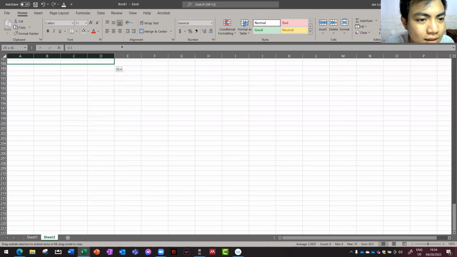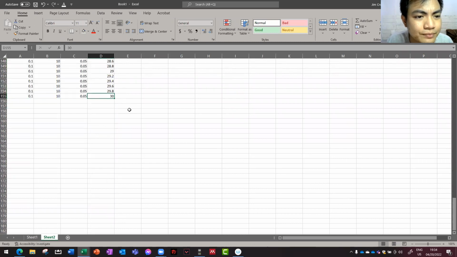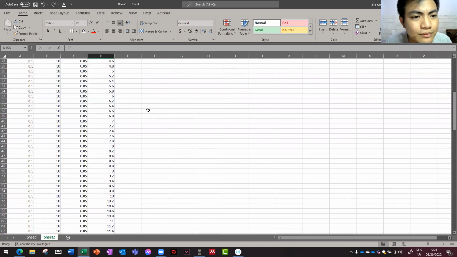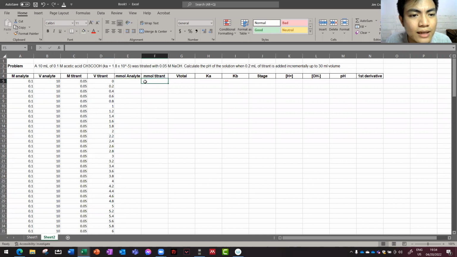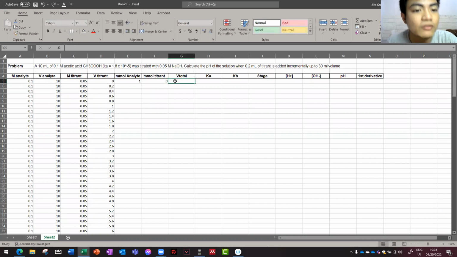Oops. Okay, so there you go. You have 30 ml. And then for the millimole analyte, millimole titrant, and volume total, we will do the same thing. So multiply MAVA, and then MTVT. For the V total, you just add the two volumes.